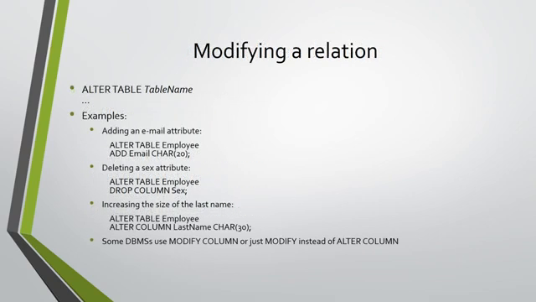The alter table command modifies the definition of a relation in the database, by inserting or deleting attributes, changing the domain of an attribute, adding or deleting constraints, etc. As an example, to add an additional attribute with the email of the employee we use alter table employee add email char 20. To delete an unneeded attribute for the employee sex we can use alter table employee drop column sex. To increase the size of the last name attribute we can use alter table employee alter column last name char 30. Please note that some database management systems use modify column or just modify, instead of alter column.